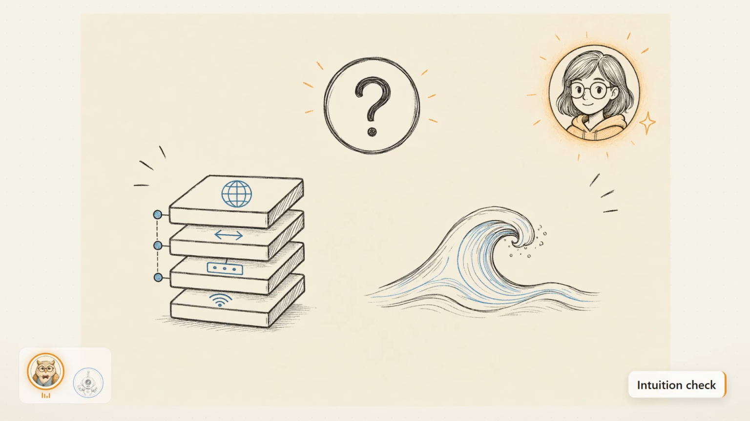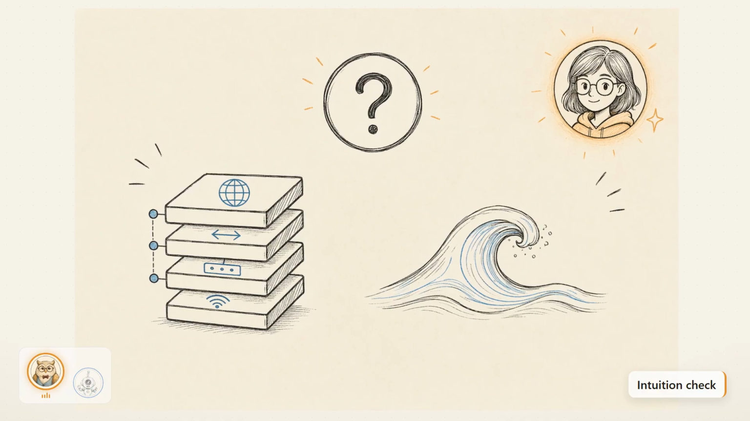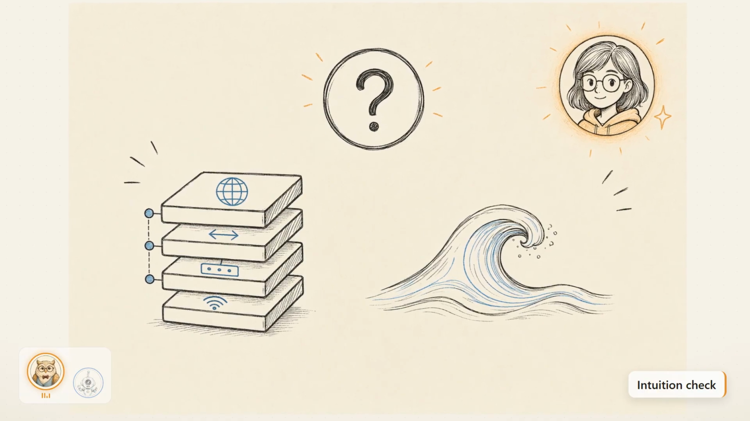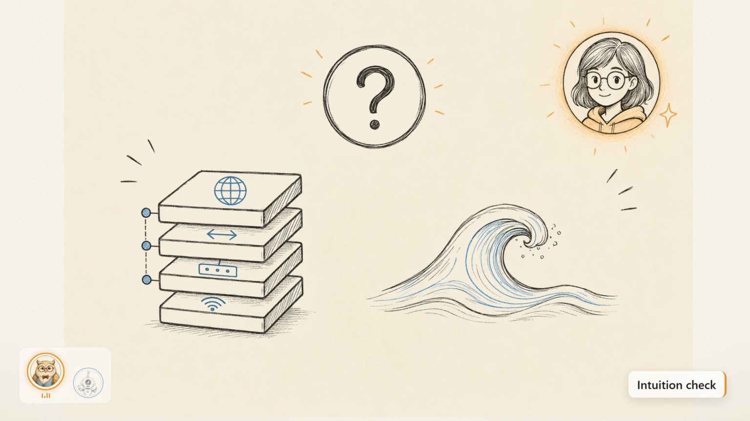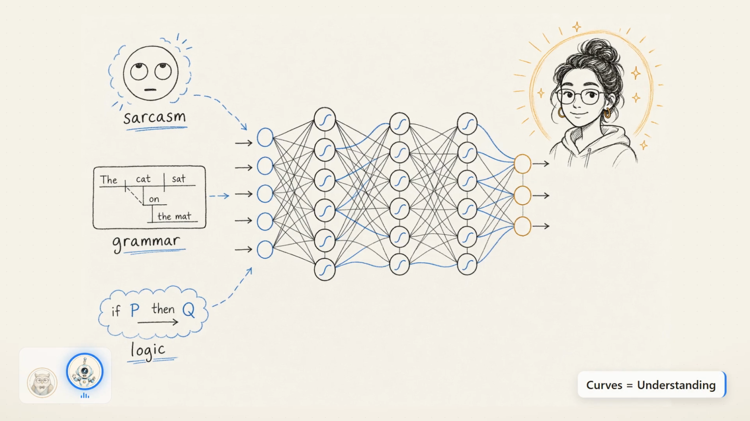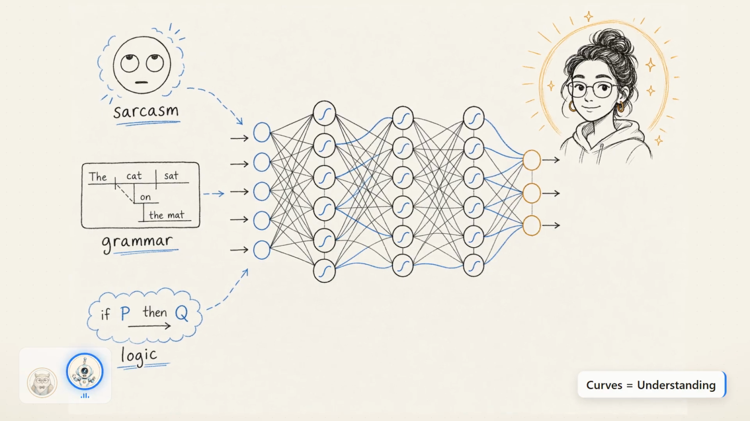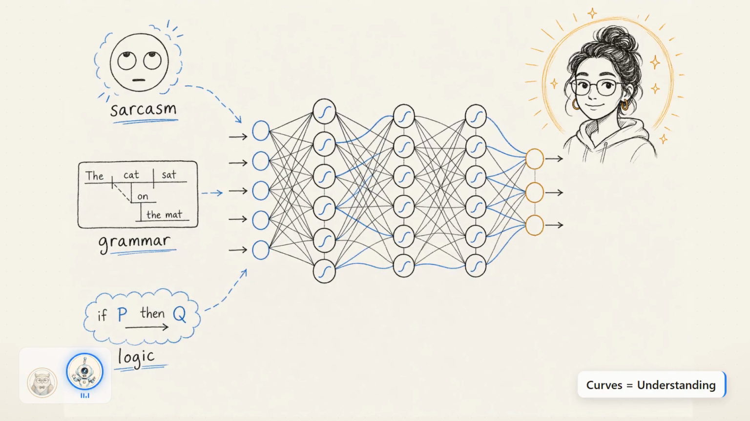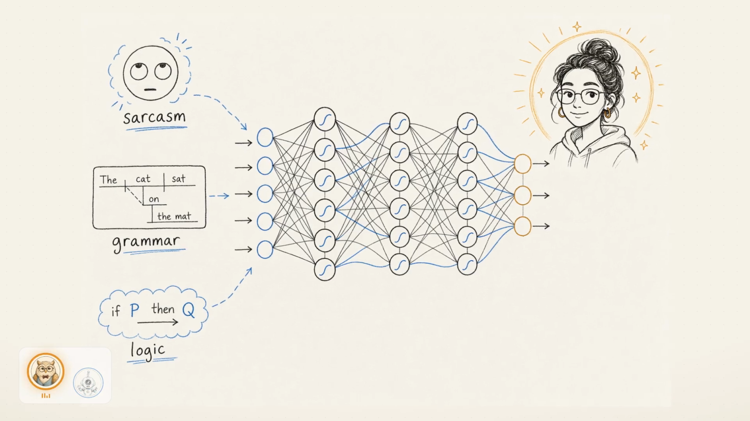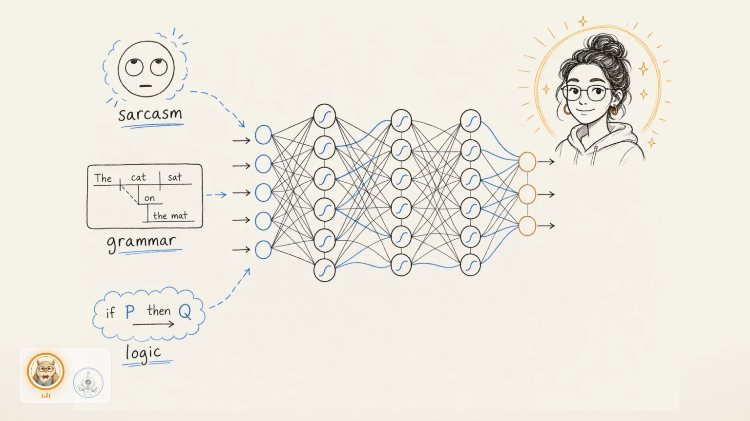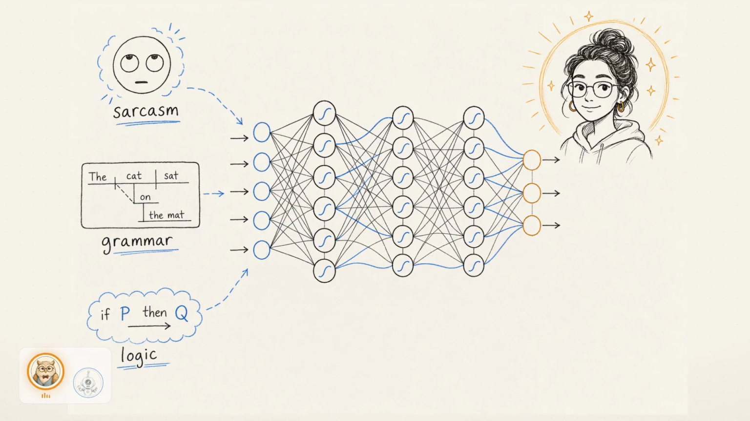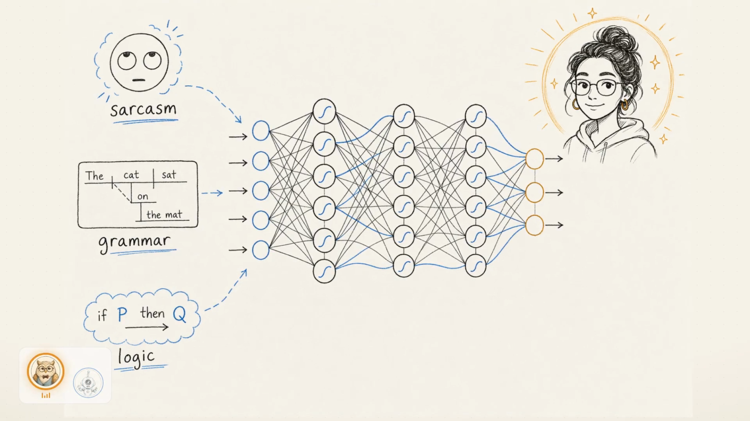All right, intuition check. If someone asks why neural networks can't just be pure linear algebra, what do you tell them? Without nonlinear activation functions, a 100-layer network collapses into a single straight line, and a straight line can't learn sarcasm, grammar, or logic. Nailed it. Lines get you speed. Curves get you understanding. Real intelligence needs both.